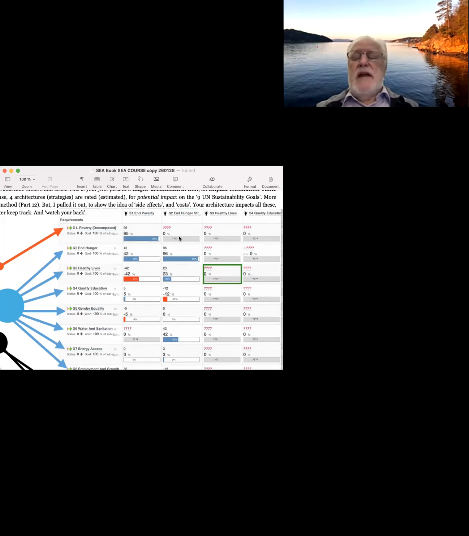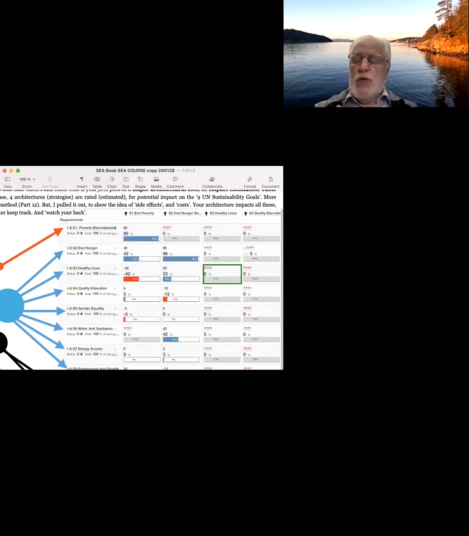Now, in this table, before we make an estimate, we have a little starting point, which is question mark, question mark, question mark. And that means nobody has evaluated how well the end hunger strategies or architecture will help us end poverty. With a little bit of luck, maybe some of these strategies will tackle that last 5%, and we will, with the help of some end hunger strategies, actually achieve the end poverty goal fully. But nobody knows. You've all heard the term known unknowns.